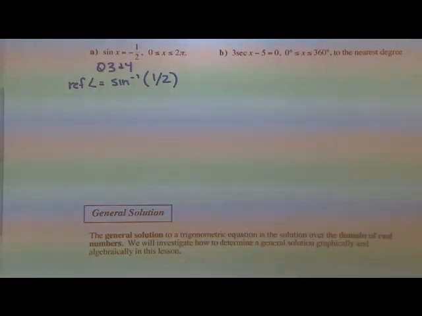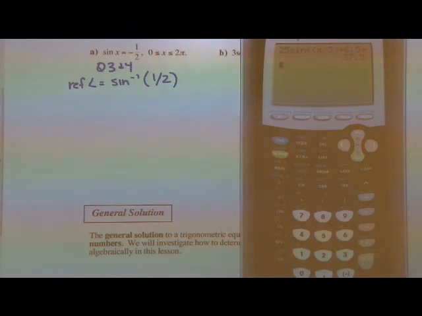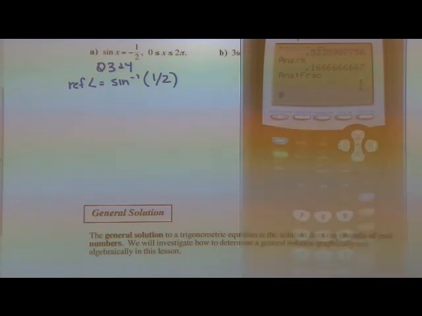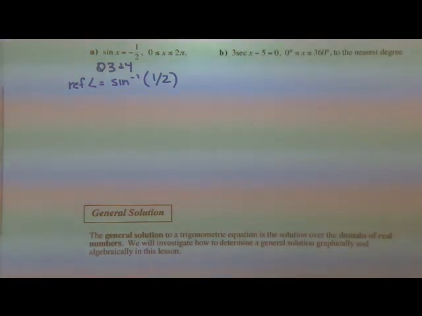Okay. So when I do that on my calculator, I go sine inverse 1/2. My calculator gives me this value. How can I convert that into an exact radian measurement? You divide by pi and then get a fraction. Okay, so what's this fraction? 1 over 6. So then what would my reference angle be? Pi over 6. Good job.